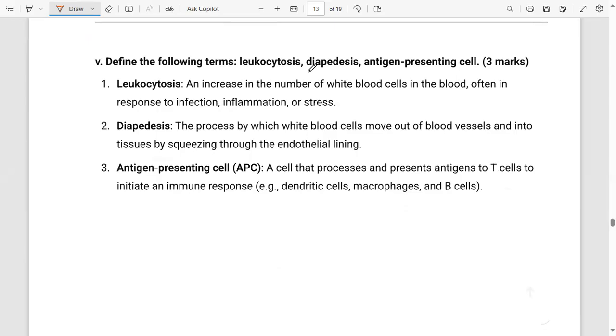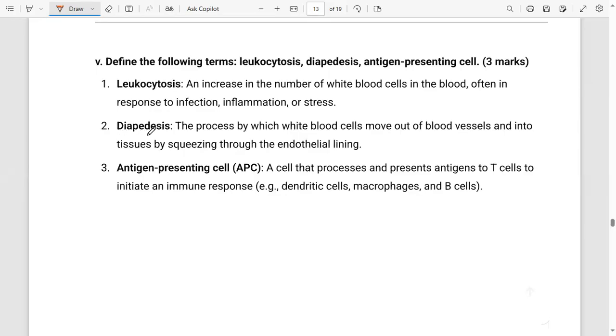leukocytosis, and then we have diapedesis, and then we have antigen presenting cell. So leukocytosis simply means an increase in the number of white blood cells in the blood. Why do the white blood cells increase? It's often due to the response to infections, inflammations, or stress. That is leukocytosis.